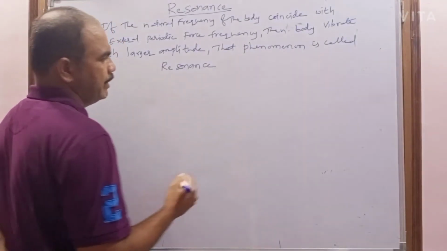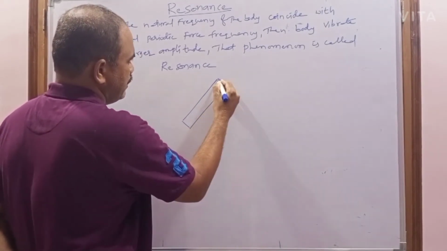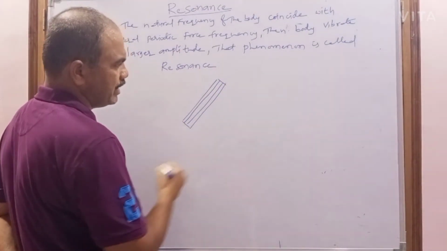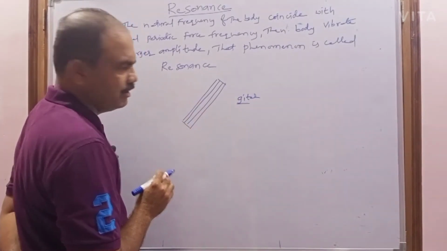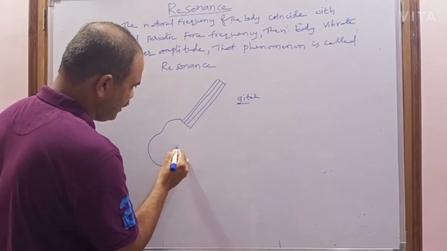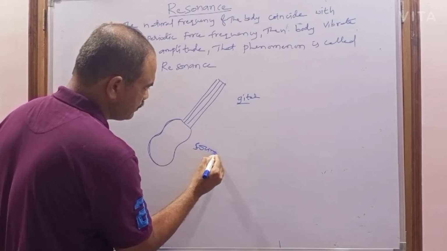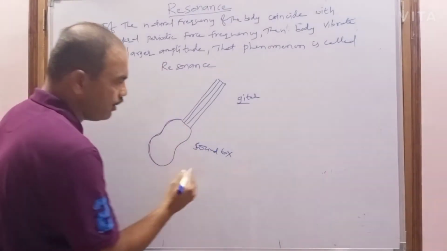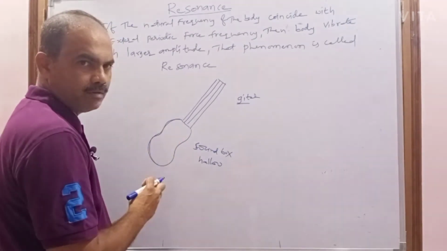For example, you are familiar with the guitar. So let us consider a guitar. This guitar has some strings. But it does not have only strings; it also contains a box. This box is called what? The sound box. It is a hollow box. Inside it is hollow, filled with what? Air.